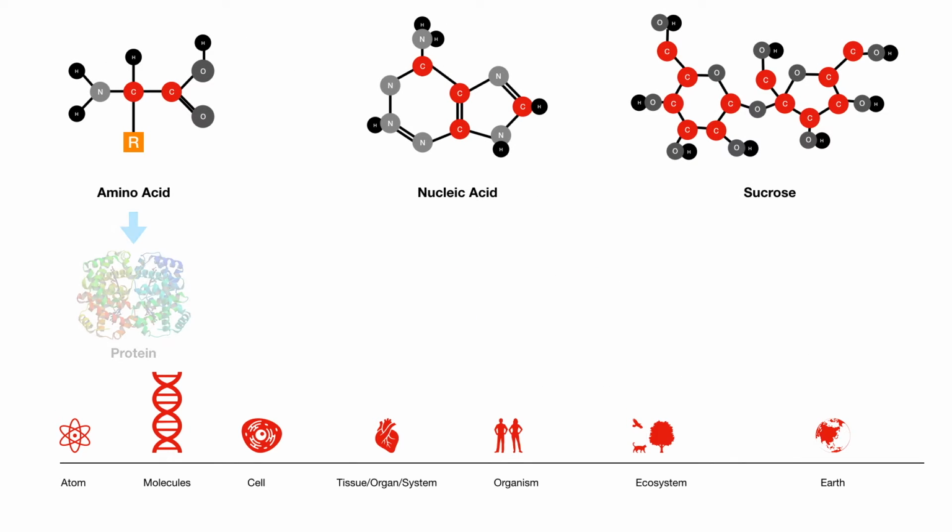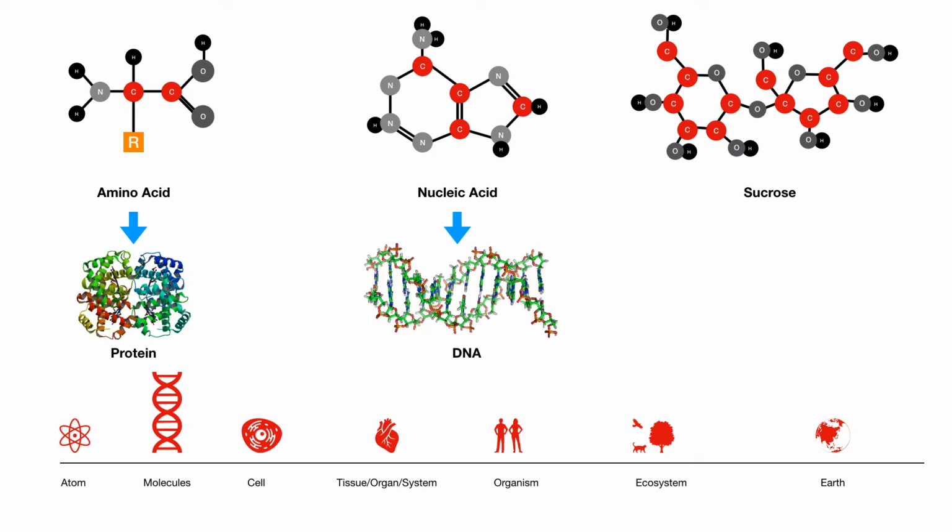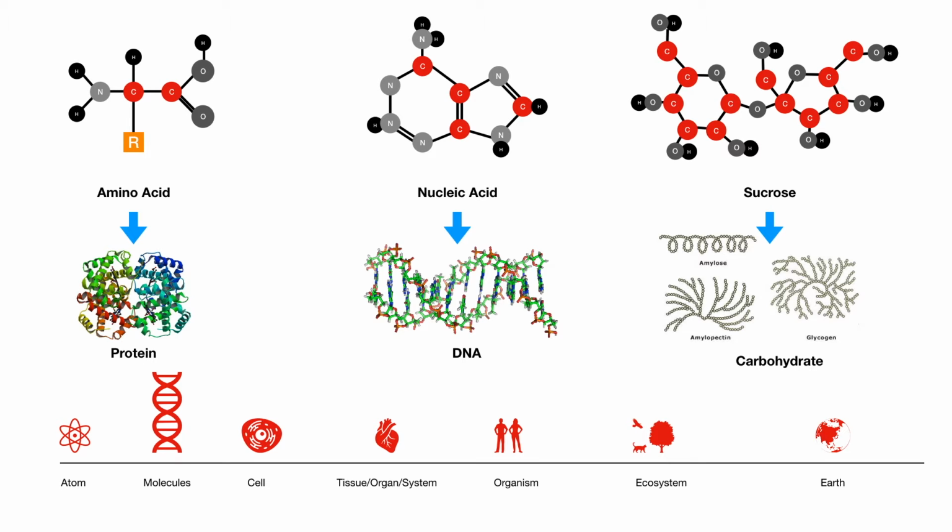Beyond amino acid, I would like to highlight 2 more biomolecules: nucleic acid and sucrose. These 3 molecules are the building blocks of more complicated biomolecules. Amino acid is the building block of protein. Nucleic acid is the building block of DNA. And sugar, in this case sucrose, is the building block of carbohydrate. These 3 biomolecules have different roles in the human body.